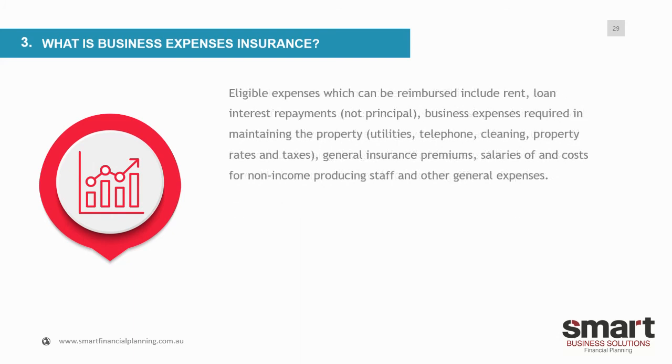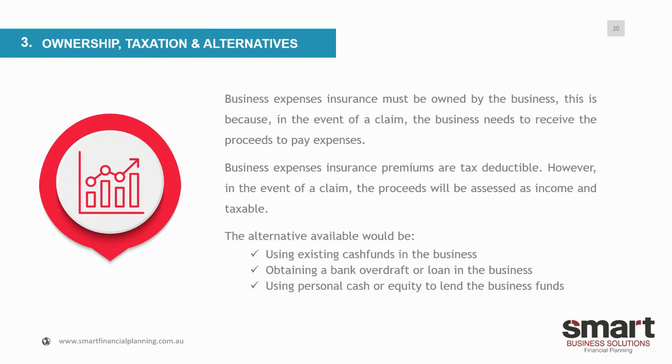The types of eligible expenses are rent, loan interest repayments, not principal, business expenses, your wages, all of those types of things are covered by that, so that you can make sure that you've actually paid them. Business expense insurance must be owned by the business, obviously, because in the event of a claim, the business needs to receive the money. The insurance premiums are tax deductible. However, in the event of a claim, they will be assessable income. The alternative, if you didn't have this: use existing cash flows in the business, obtain a bank overdraft or loan, and maybe use personal cash or equity to fund the business.